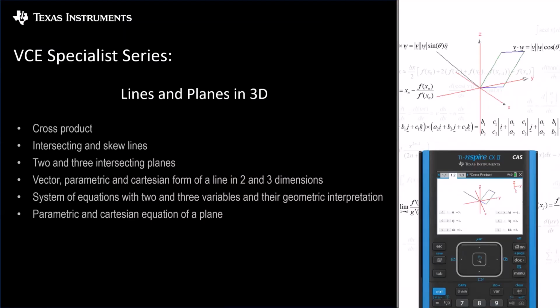It's part of the VCE Specialist Mathematics series, and this evening we'll be focusing on lines and planes in 3D. These include things like cross product, that's new to the VCE Specialist Maths course, intersecting and skew lines in 2 and 3 dimensions, intersecting planes, vectors, parametric and Cartesian form, systems of equations, parametric and Cartesian equation of a plane. There's a lot to get through.